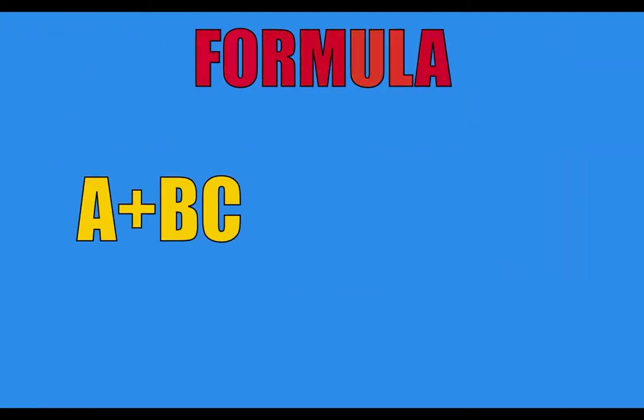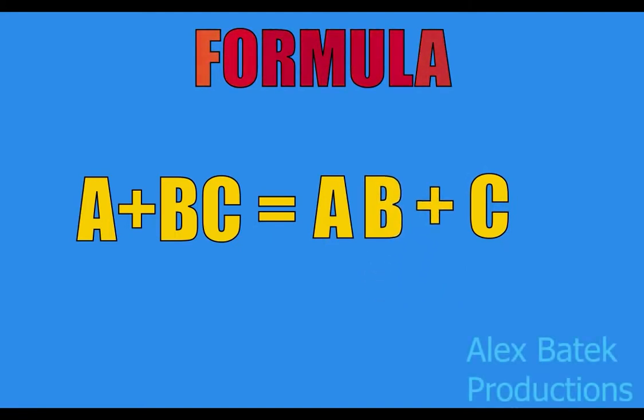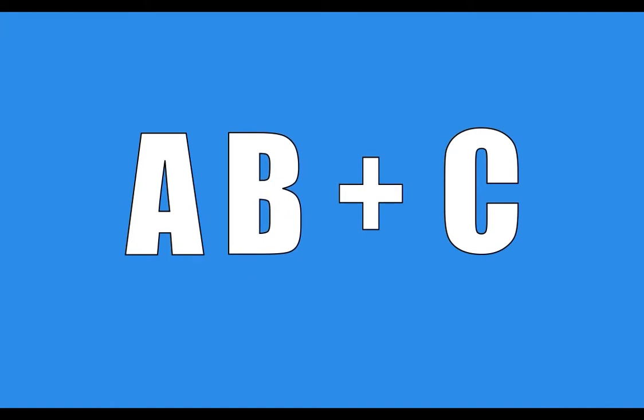Single displacement. Single displacement is where one element takes the place of the other elements. The formula for this is A plus BC equals AB plus C. However, for B to switch places, it needs to see which element is more attractive by following the activity series list.